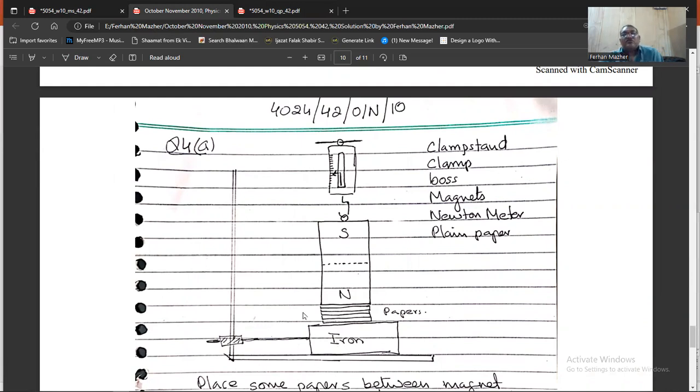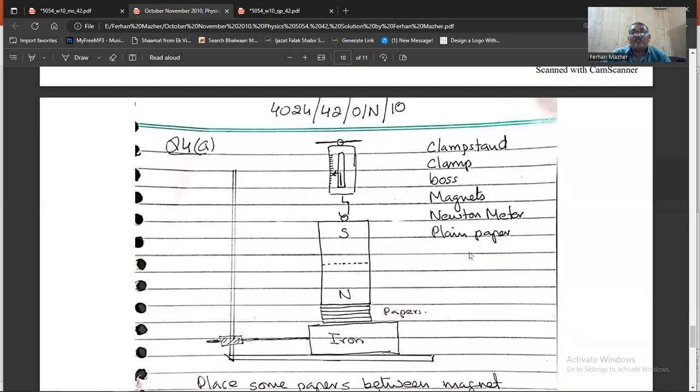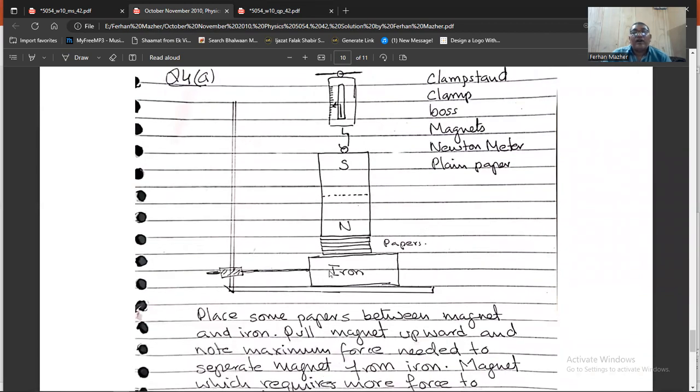So then I will need a meter rule, boss, magnet, Newton meter, iron bar. Yeah, we have an iron bar here. I have not written iron bar here, just note it down. So I will hold the iron bar with this stand. I will put some papers here, and then I will put a magnet here.